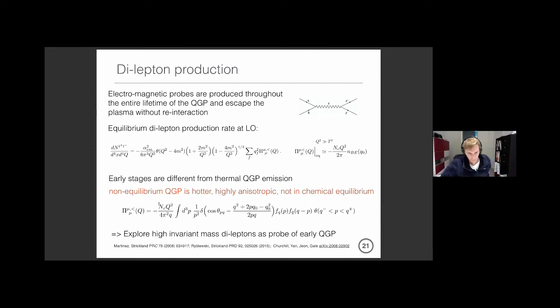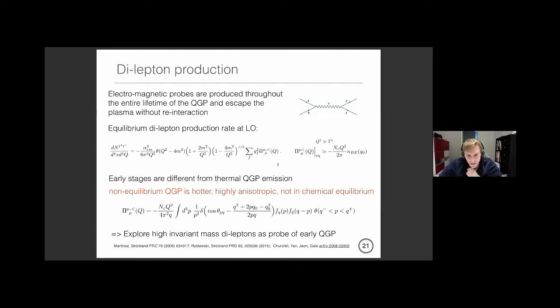Okay, so the first thing, which is really the most important, is that the non-equilibrium QGP is, of course, the state at the very beginning. And at that stage, the plasma is hottest. So in a sense, the effective temperature that you have in your system will be the largest. And for that reason, you may expect to actually produce very highly energetic di-lepton pairs, which are very hard to produce later on.